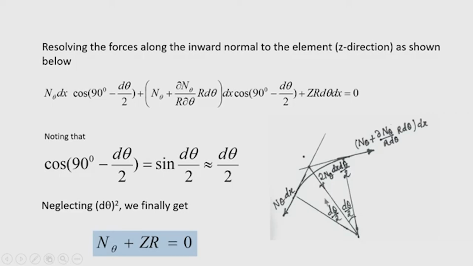So, this component has to be balanced by the component of the load along the radial direction. So, we get actually 2 n theta dx d theta by 2 plus z r dx d theta equal to 0. Dividing both sides by dx d theta, ultimately you will arrive at this equation: n theta plus z r equal to 0. So, this is the third equilibrium equation.